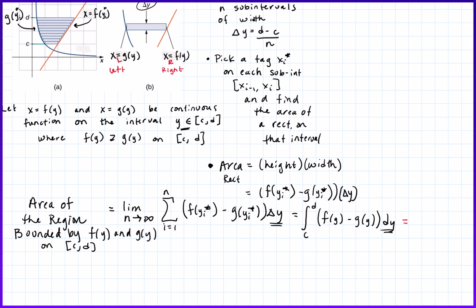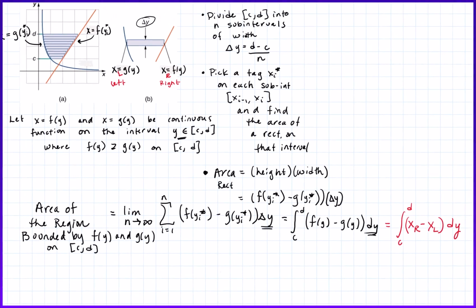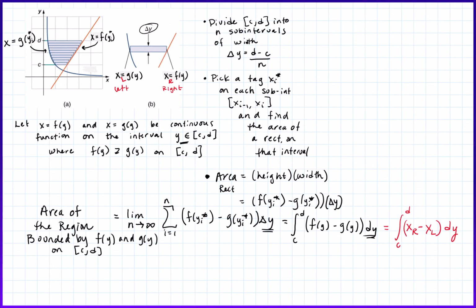I like this notation when I'm being quick and thinking about orientation. So this is x sub r minus x sub L, the difference between the function on the right and the function on the left, with respect to y. Okay, and we'll freeze that. That's our derivation of our new formula. Now we're going to do a couple of examples, but that's the derivation of the new formula.